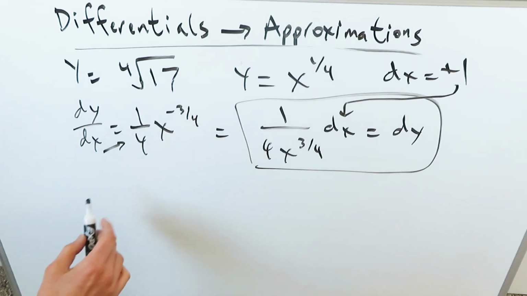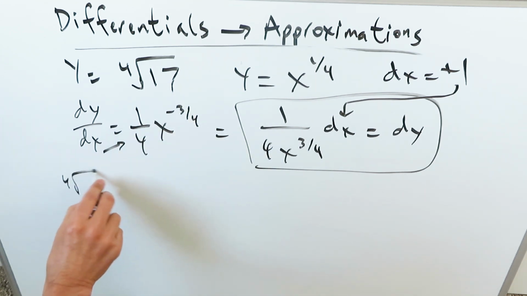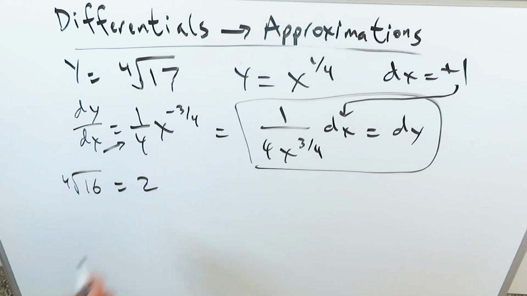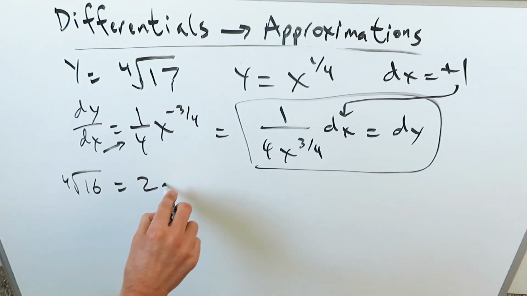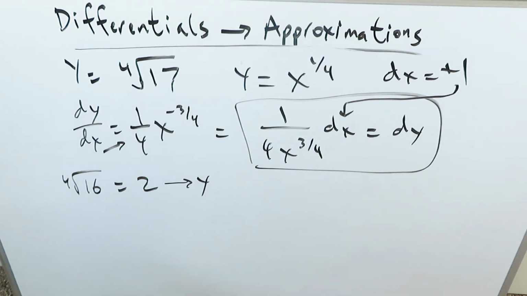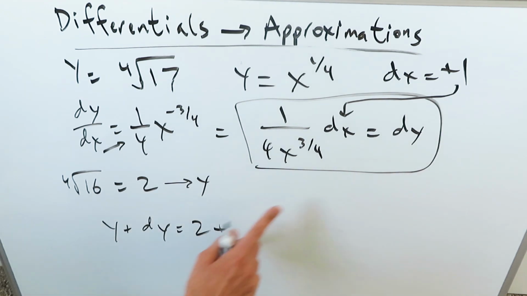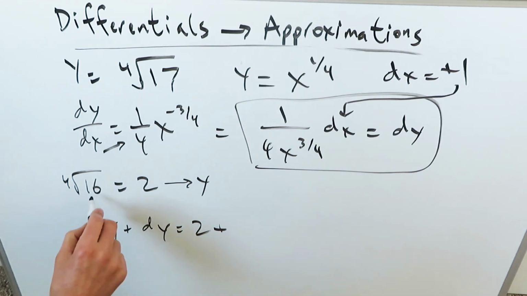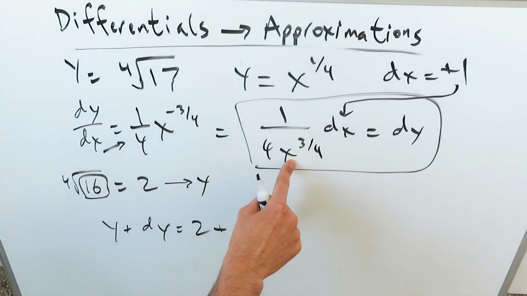Let's think of our approximation. I'm looking here at the 4th root of 16, which we know to be 2. This is what I have. This right here will be my y value. Now I'm looking at y plus dy. And what do I have? I have y, which is 2. I need to determine dy, which is this. And I know this right here is what's going to come right over here.